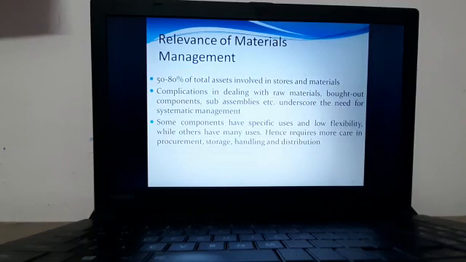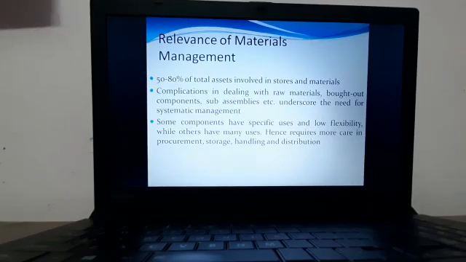What is the major relevance of doing this material management? Material management is done because of our total assets, whatever assets that we have in a construction work, 50 to 80% is the contribution towards the materials and the stores that we have. So 50 to 80% of our total assets involved is in stores as well as materials. So that is why it is so relevant.